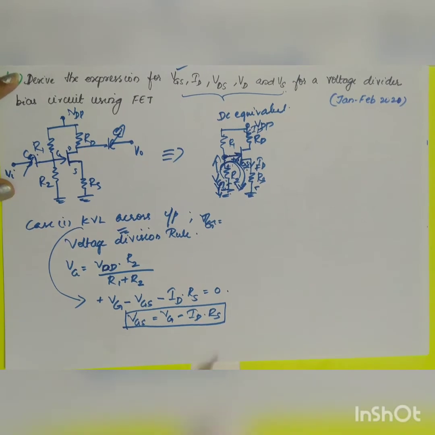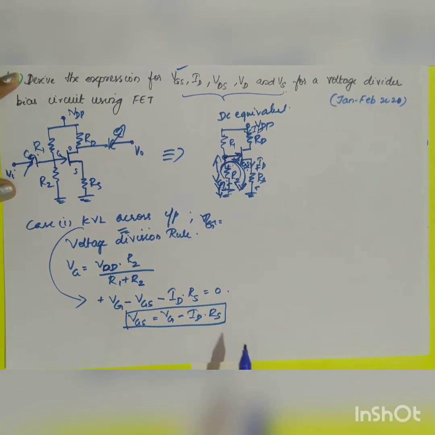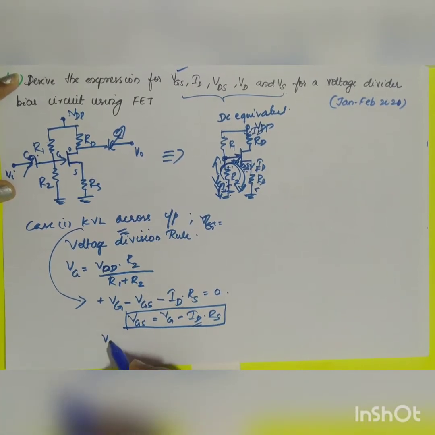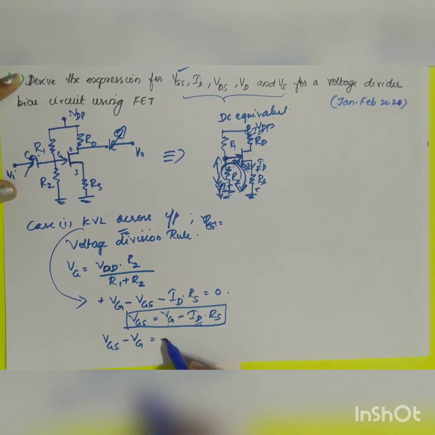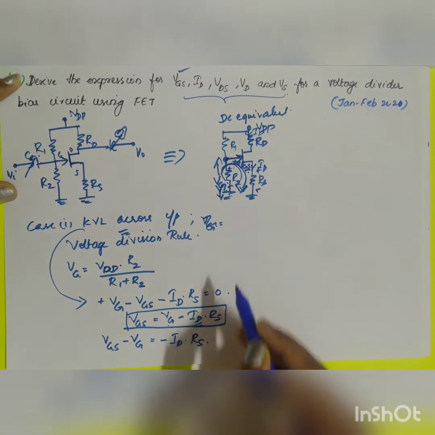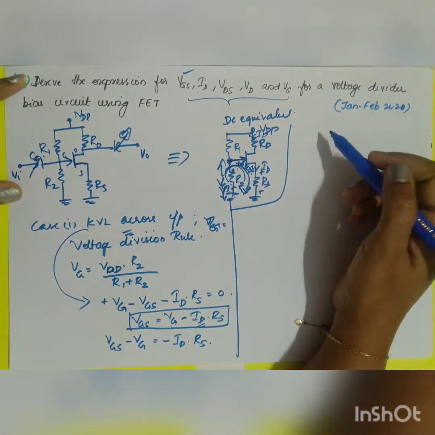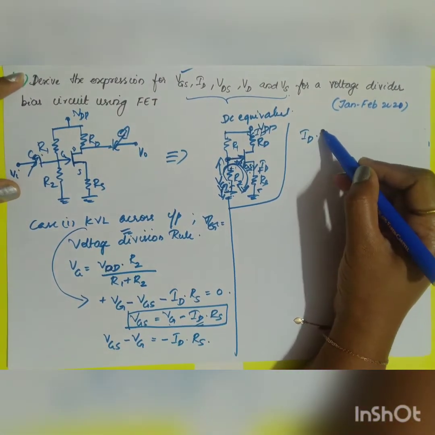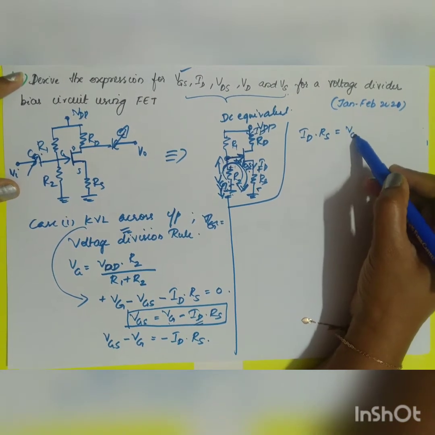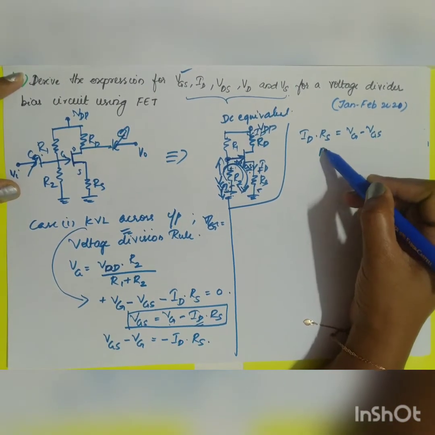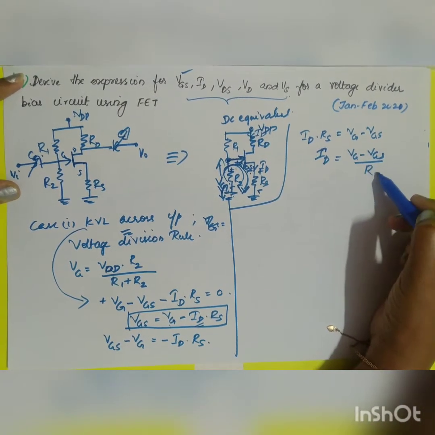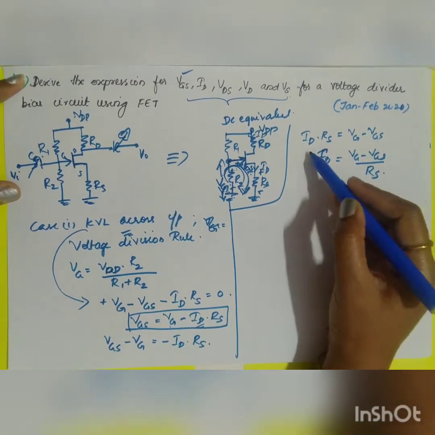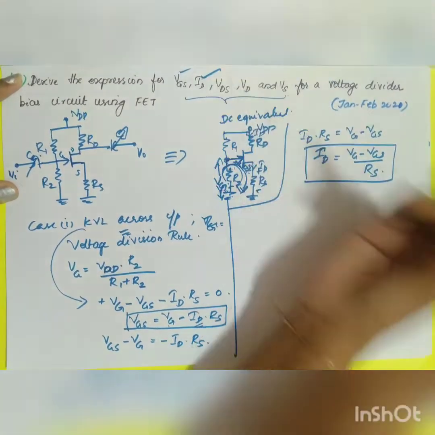Now you have found out what VGS is. From the same equation, can you find out your ID? Bring VG to the other side. Let us reconfigure it and take what ID is. ID into RS is equal to VG minus VGS. So ID is equal to VG minus VGS divided by RS. This is going to be your second value. ID is also found out.